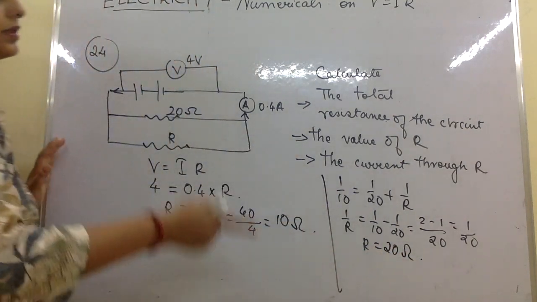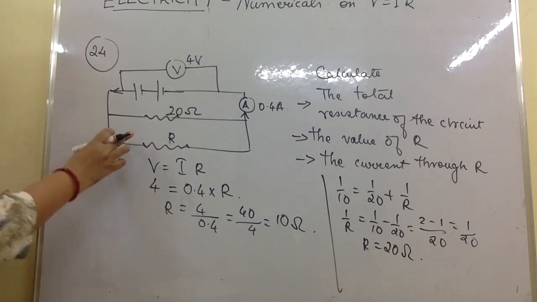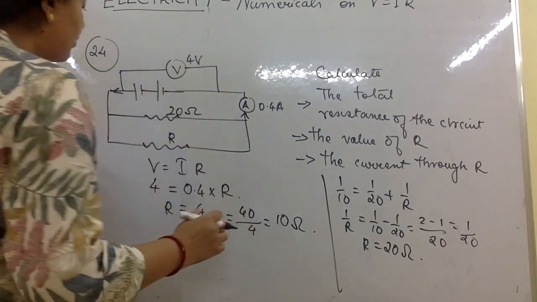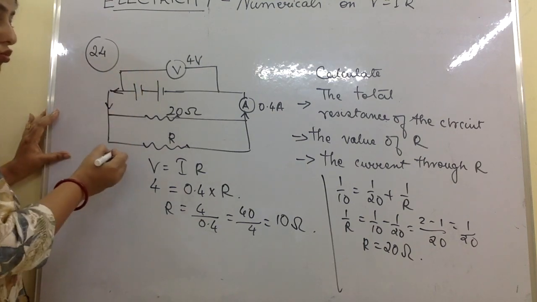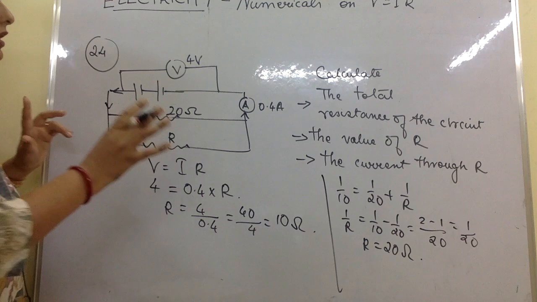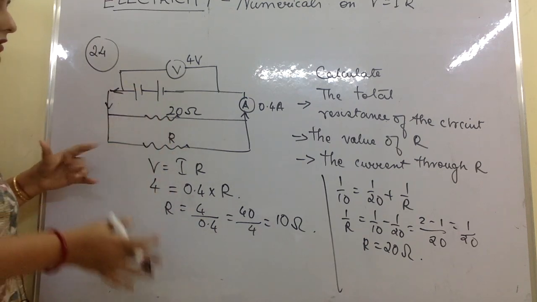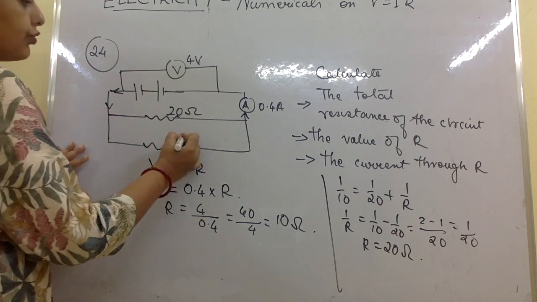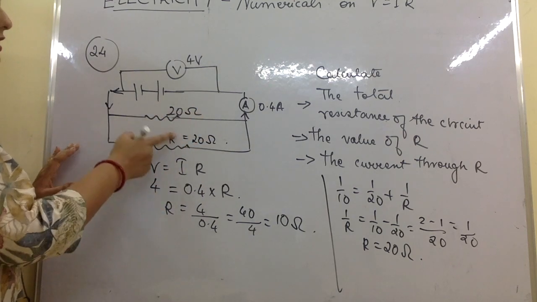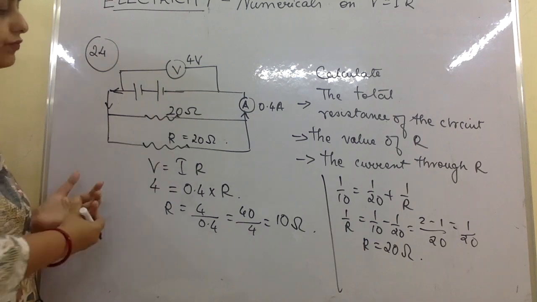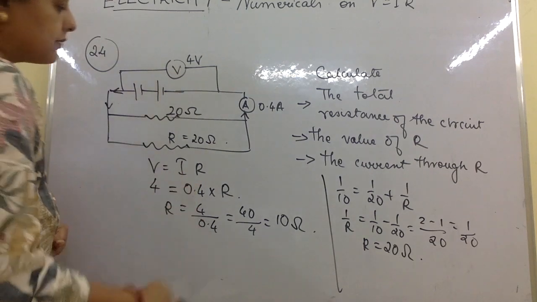Second part done. Now we have to find the current through R. Remember, whatever current is coming here is getting split into two parts, and not equal parts. The parts depend on the resistance. So here this R is now 20 ohms. They are going to come the same only because 20 and 20, so equal current is going to flow through them. Still we will do a sum and find it out.